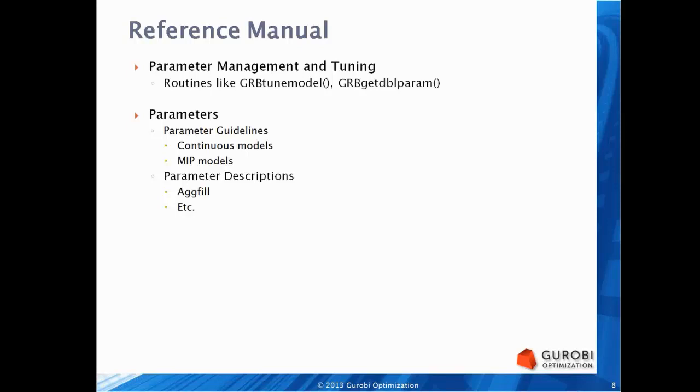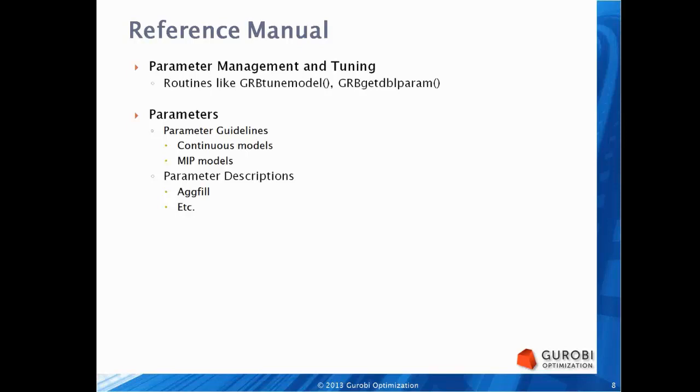There are two sections. One is about parameter guidelines. It's divided into two subsections. One is about continuous models. It talks about important parameters for continuous models and how you can tune them. And another subsection is about MIP models, and there are important parameters there. The other section is about parameter descriptions.